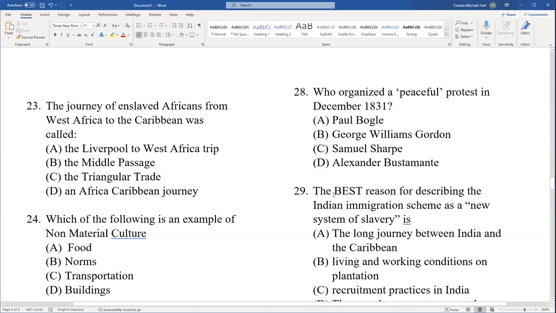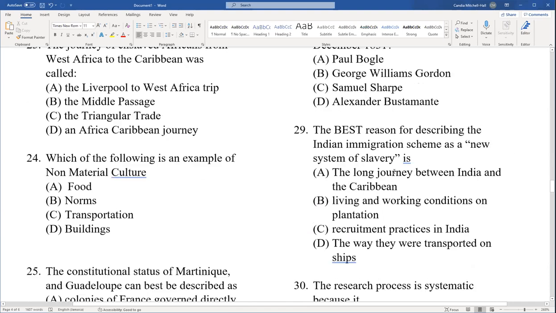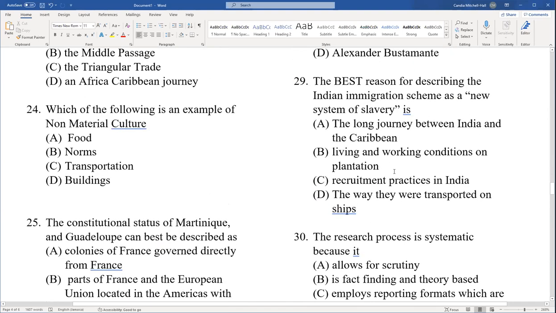Who organized a peaceful protest in December 1831? Samuel Sharp. Sam Sharp, C. C, very good. And next year they could ask you a question and just change it to 1865, and it would be Paul Bogle. 29.